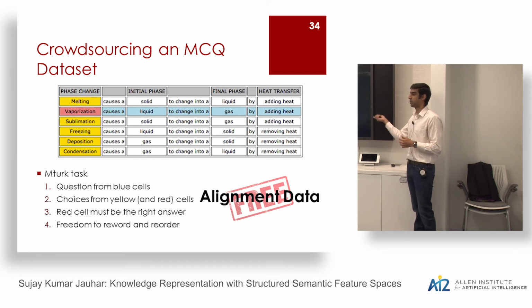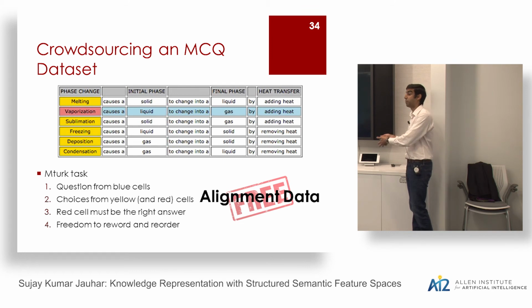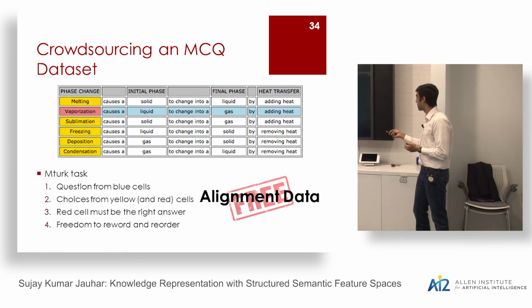And this is important because if you remember a couple of slides back, finding the optimal answer to a row column intersection involved alignment. This is the alignment that we get for free from that task.